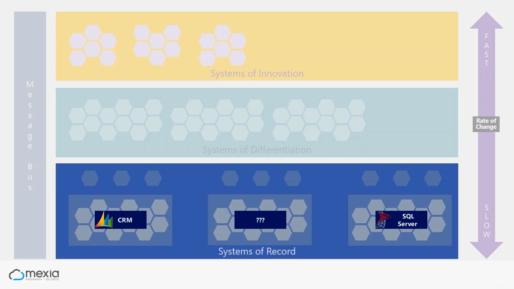So with your systems of record, they may be Microsoft systems like Dynamics CRM or even SQL Server. That could be a system of record. Or it could be some other product like J.D. Edwards or SAP. But you're going to need something to build that abstraction layer of APIs over the top of it. So one product that would be excellent for that, of course, is BizTalk Server.